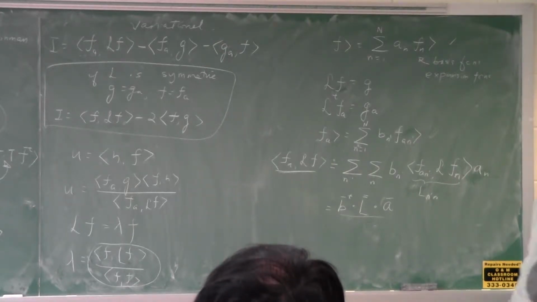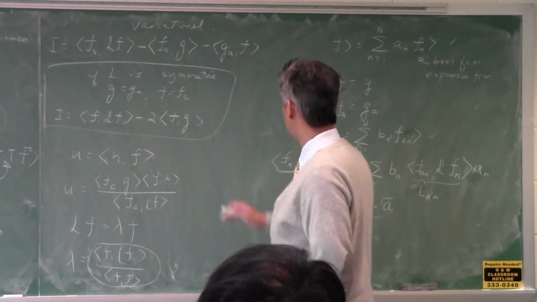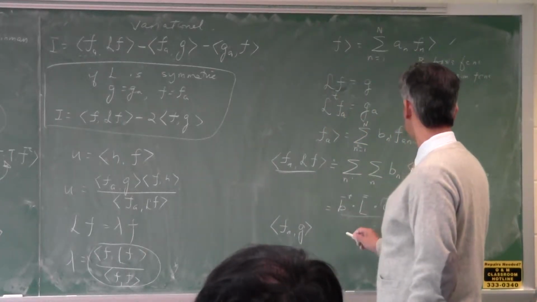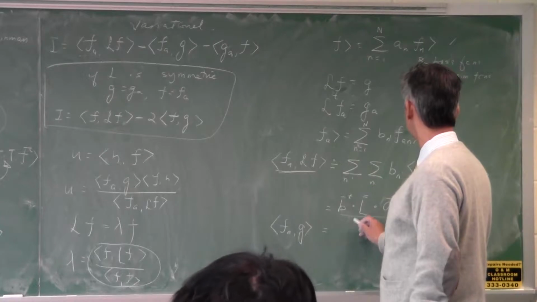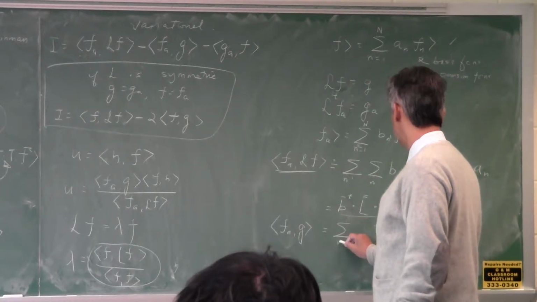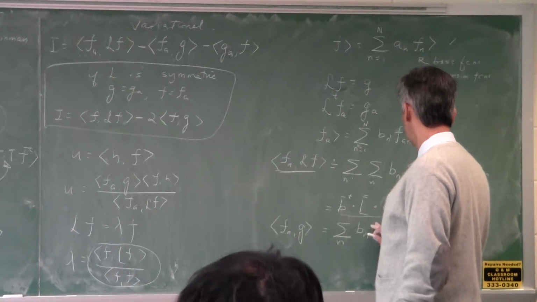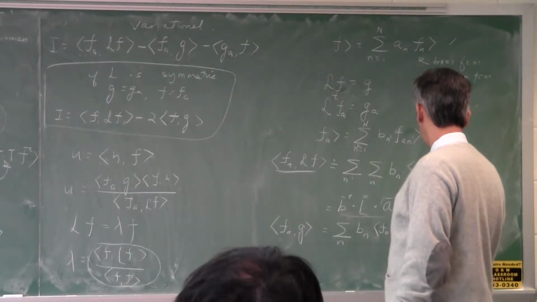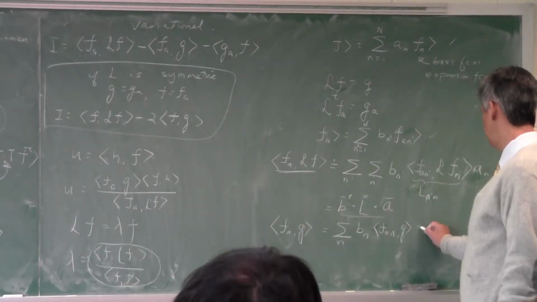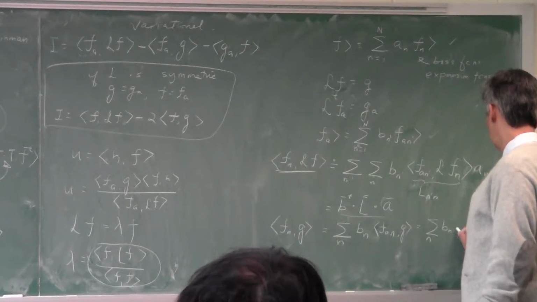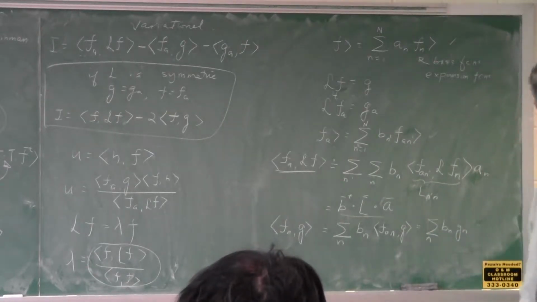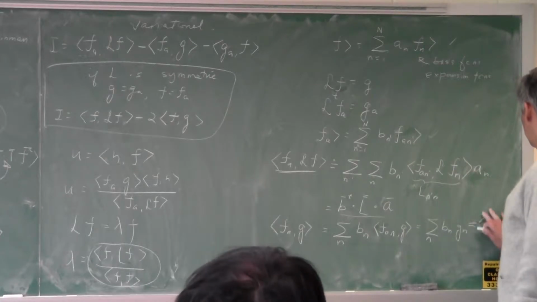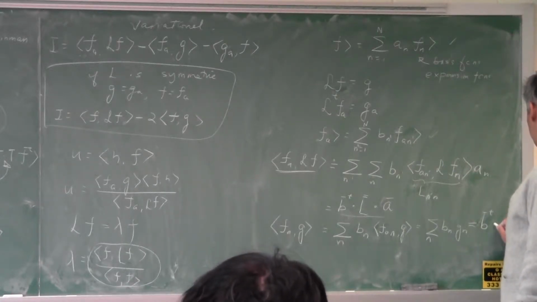So I can do the same thing to this thing over here. If I do this substitution, Bn, comma, FA N G would be just equal to N Bn Gn. Okay, so this inner product becomes just equal to B transpose dot G.